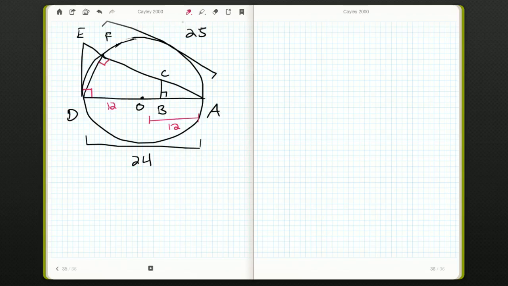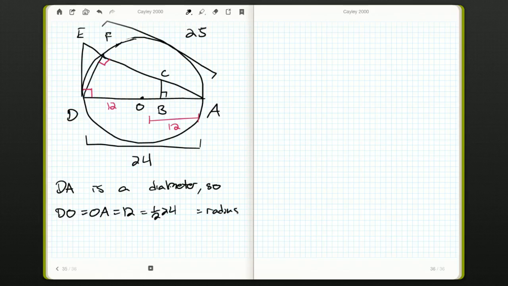Another thing I can see is that DFA is right angled. DO equals OA equals 12, which is a half of 24, which is the radius. 24 is the diameter.